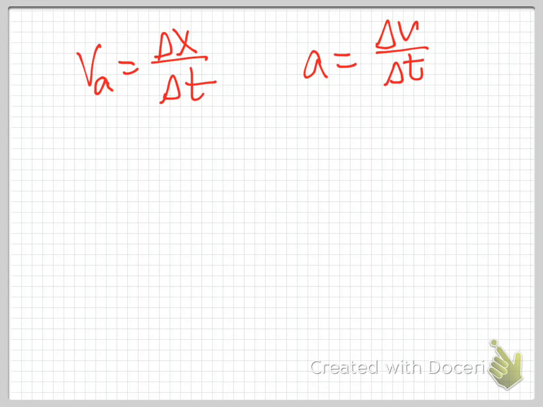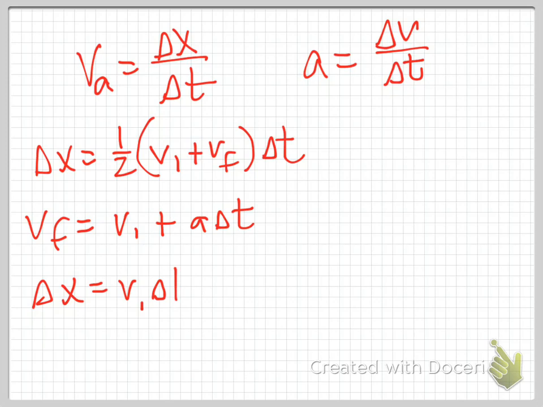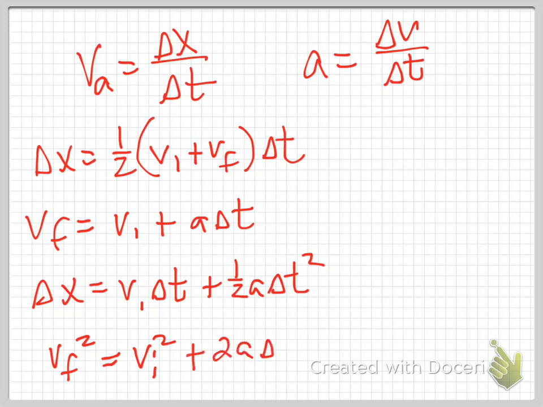And then it has delta x equals 1/2 (vi plus vf) delta t. It has vf equals vi plus a delta t. It has delta x equals, this is my personal favorite, I don't know why, vi delta t plus 1/2 a delta t squared. And it has vf squared equals vi squared plus 2a delta x. That's all I have on my note card.